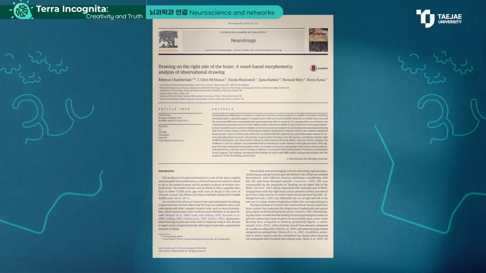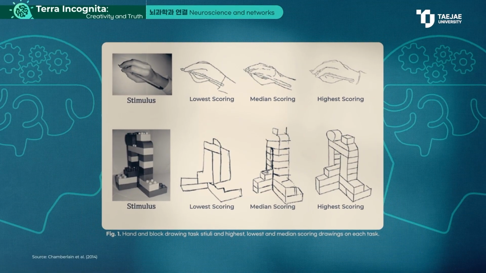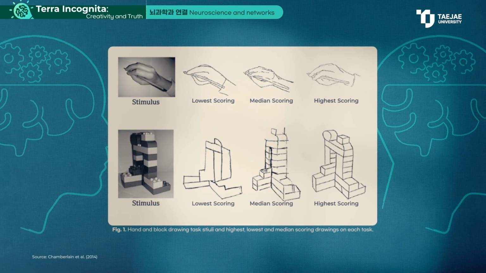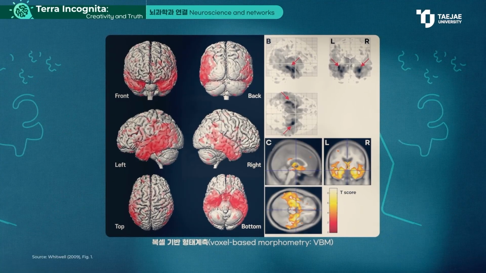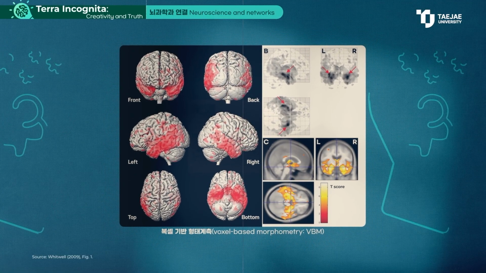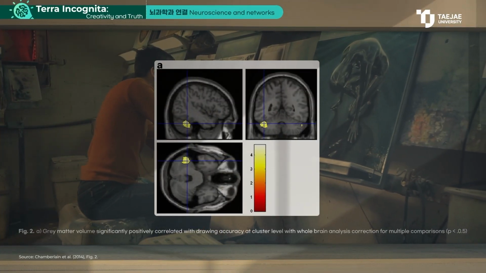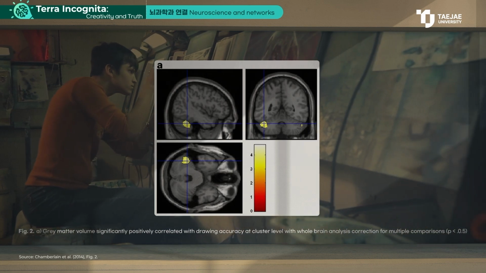Rebecca Chamberlain and her colleagues had 21 art major students and 23 non-art major students, a total of 44 participants, perform drawing tasks, and then compared their brains using a brain imaging analysis technique called voxel-based morphometry. It was confirmed that the brains of artists are structurally different from those of non-artists.